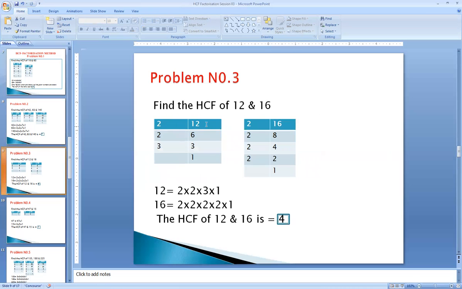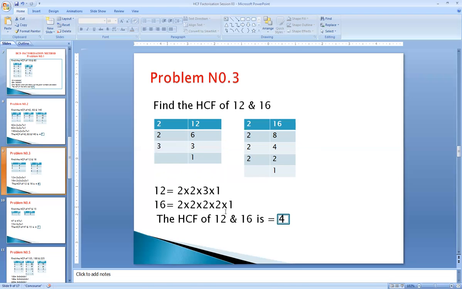Let us go for problem 3, that is, find the HCF of 12 and 16. 12 has to be divided: 2 6s are, then 2 3s are, 3 1s are. Again 16 has to be divided with the factors: 2 8s are, 2 4s are, 2 2s are, again 2 1s are. The product for 12 is 2 into 2 into 3 into 1. The product for 16 is 2 into 2 into 2 into 2 into 1.